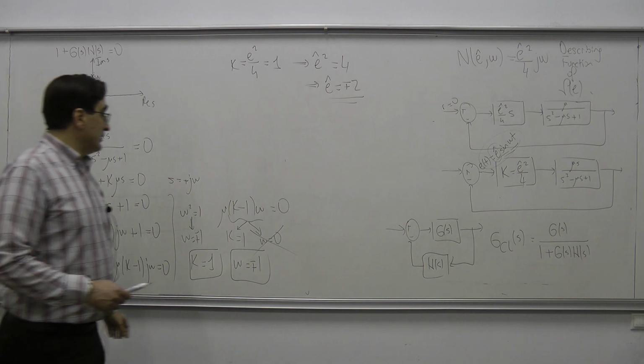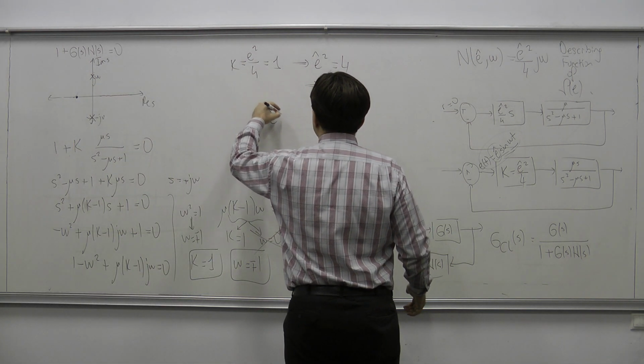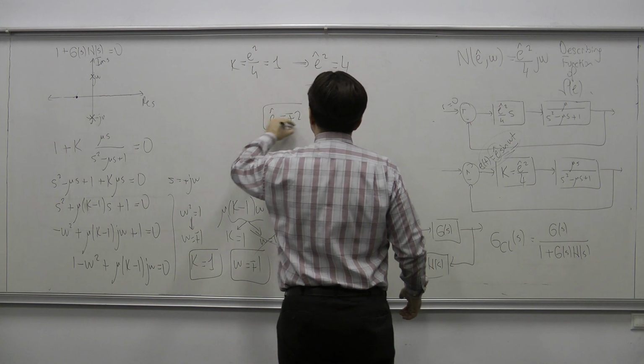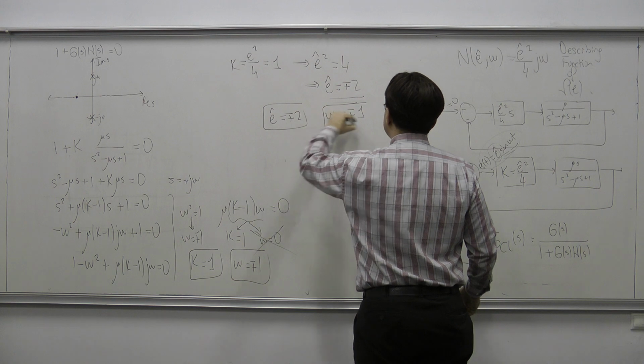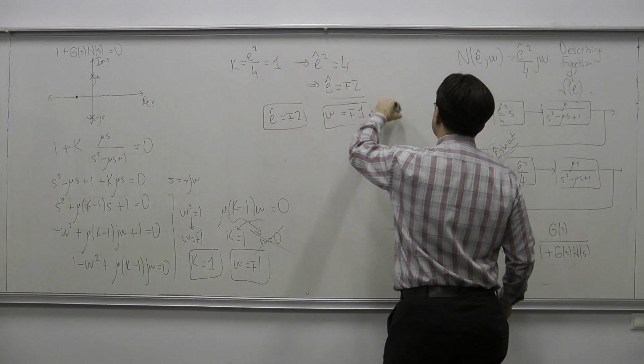So we have found the amplitude conditions. E hat is either plus 2 or minus 2, and the frequency has to be plus minus 1. This is radians per second.